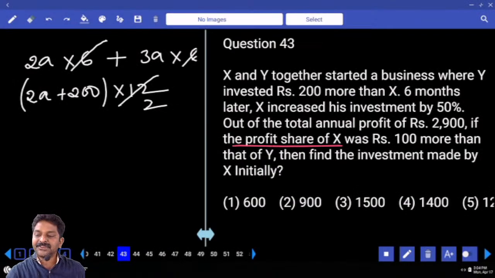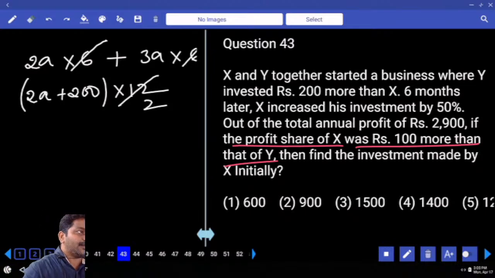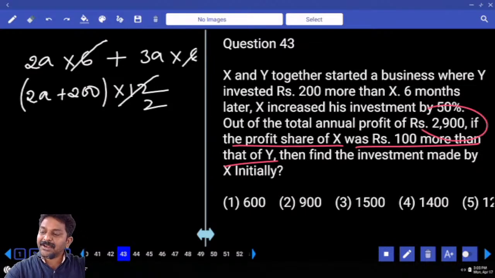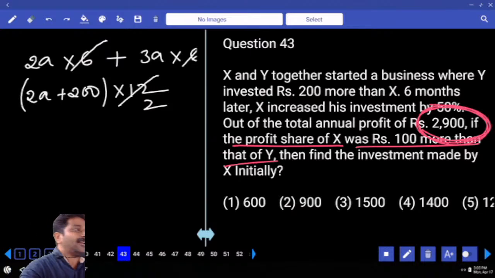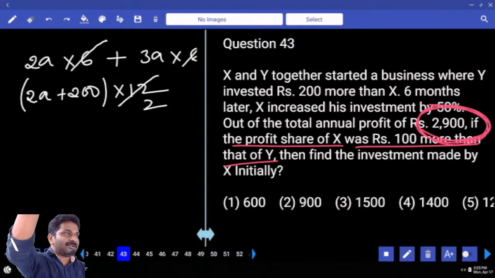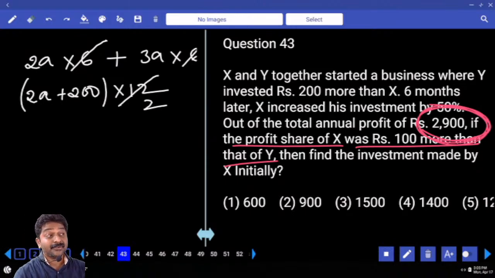2,900. If the profit share of X was 100 more than Y, so one should get 100 rupees more, right? First, I'll separate that 100 rupees from 2,900. Keep 100 rupees separate. How much is left? Let's equally distribute. 1,400 each. One should get 100 rupees more, right? Whatever money you have kept aside, add that to the one person who should get 100 rupees more. Yes? Who should get 100 rupees more?